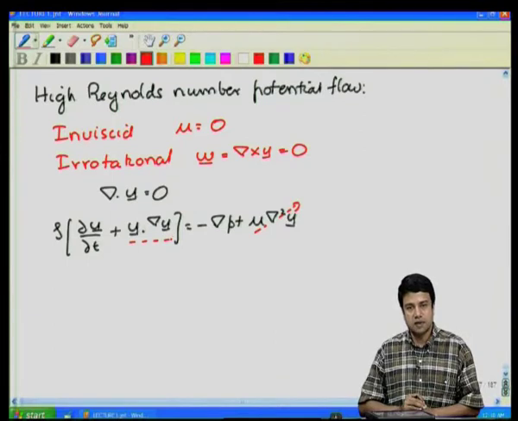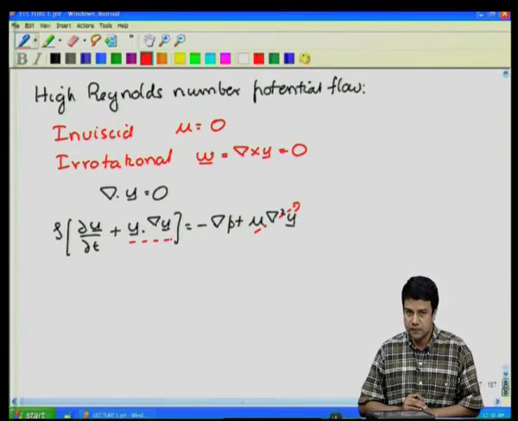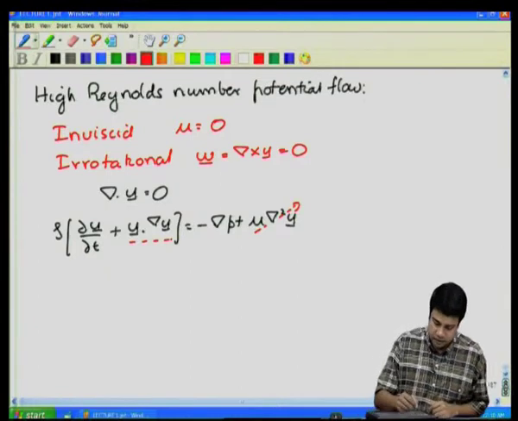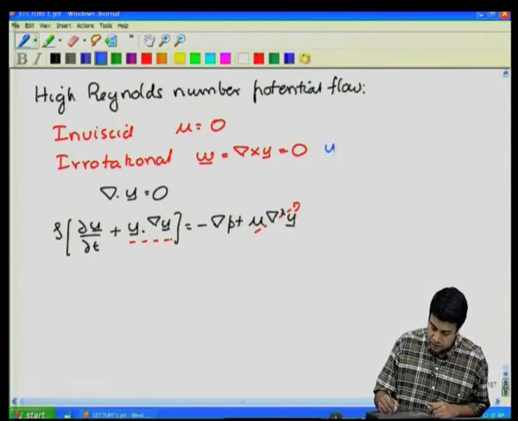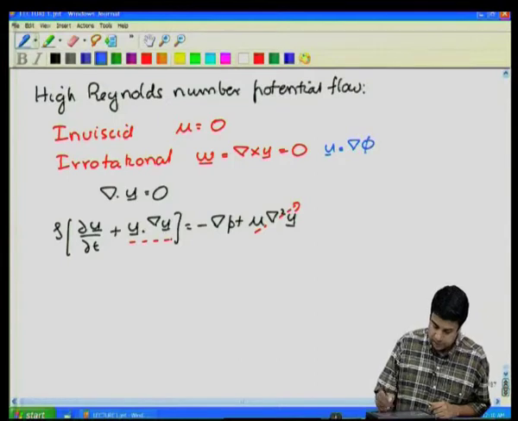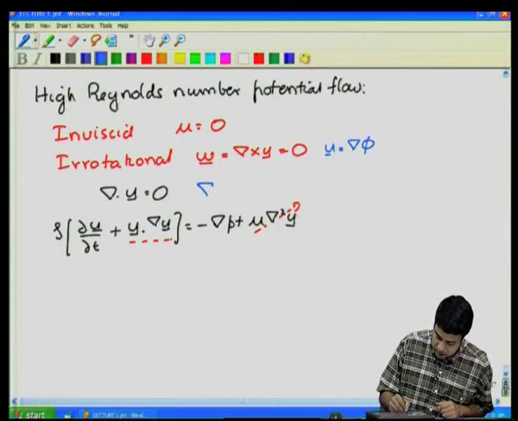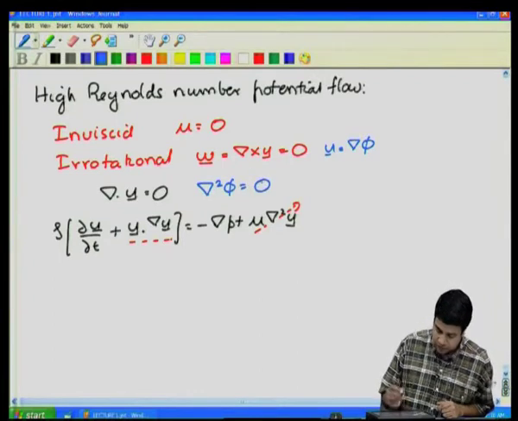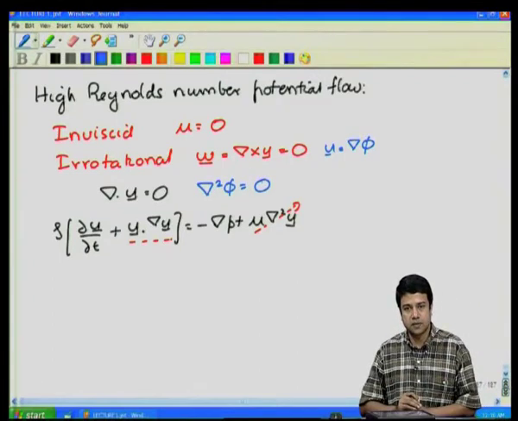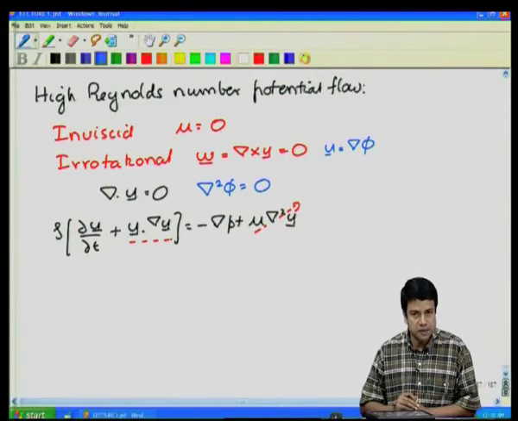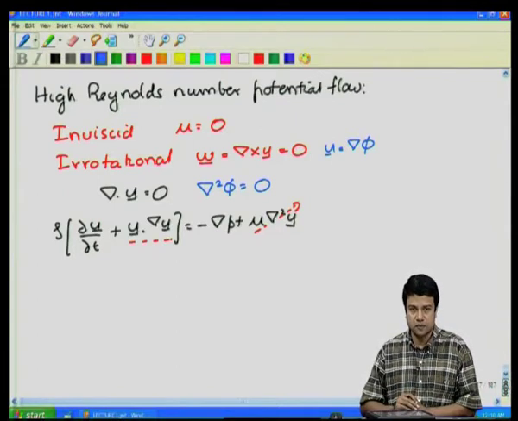Since the flow is irrotational, del cross u is equal to 0, I can always express the velocity as the gradient of a potential. Then the mass conservation equation now just becomes the Laplacian of the potential equal to 0, because I get del dot grad phi is equal to 0. The divergence of the gradient of phi is equal to 0, or del square of the potential is equal to 0.